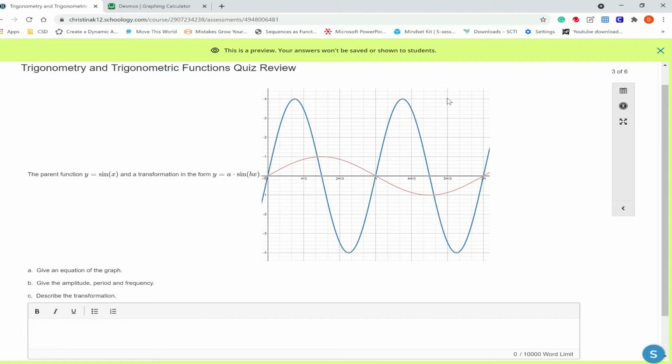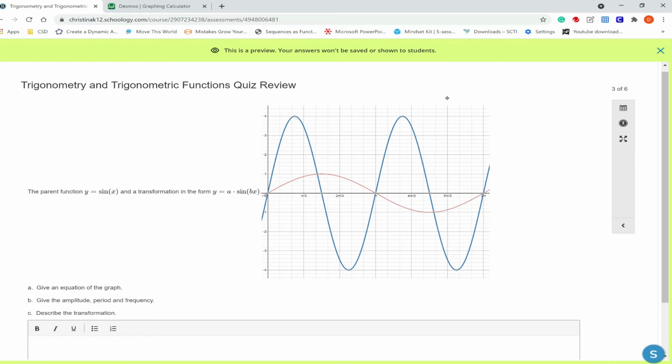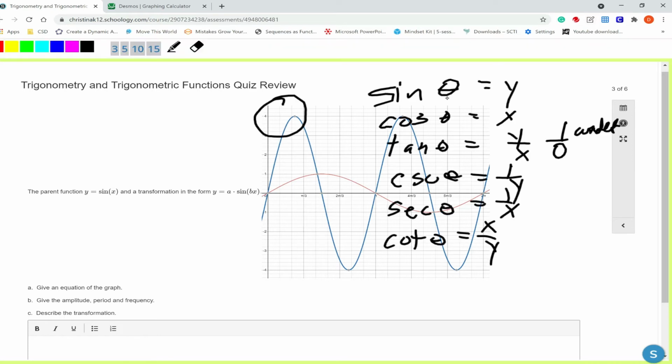Question 3. We're told to give an equation of the blue graph. The red graph is our parent function. We'll get the amplitude, period, and frequency, and describe the transformation. So first thing I want to point out is our amplitude. Let's just mark this up.